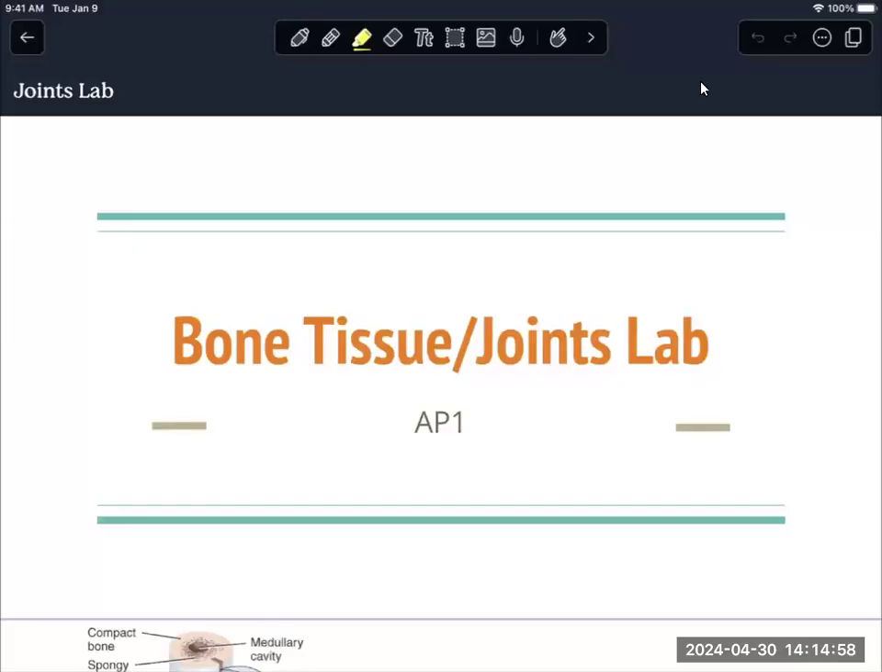Hello, and welcome to Lab 6, Bone Tissue and Joints. We went through bone tissue if you listened to the Chapter 6 lecture. We're going to go through it again a little bit here and what you need to know off of this.